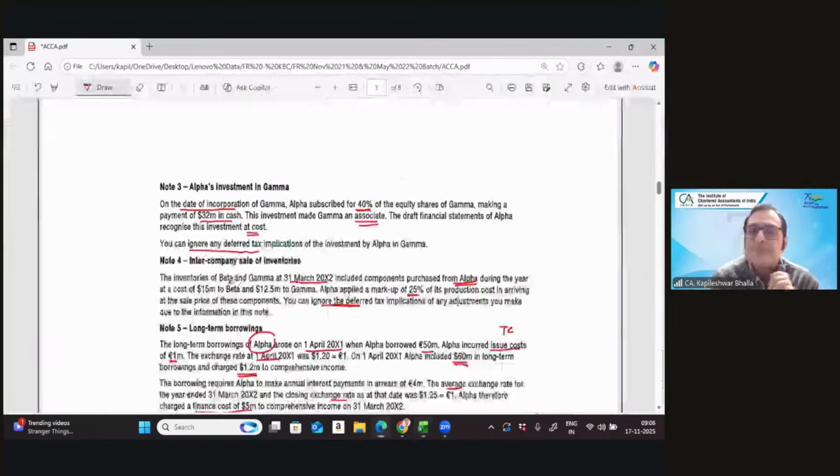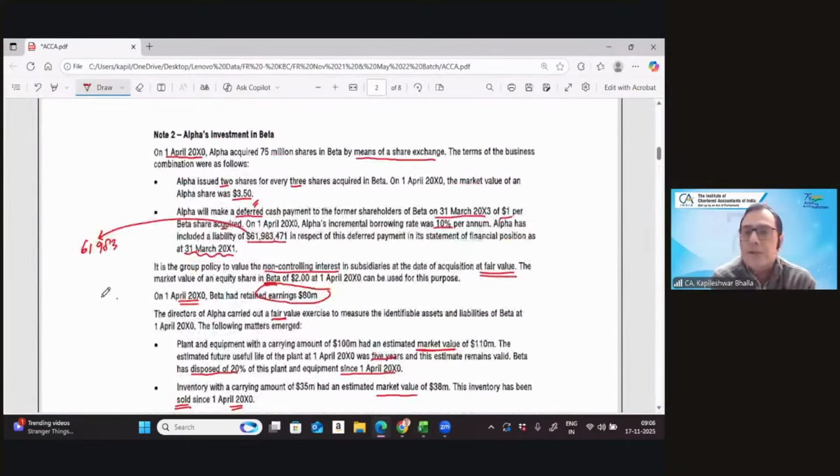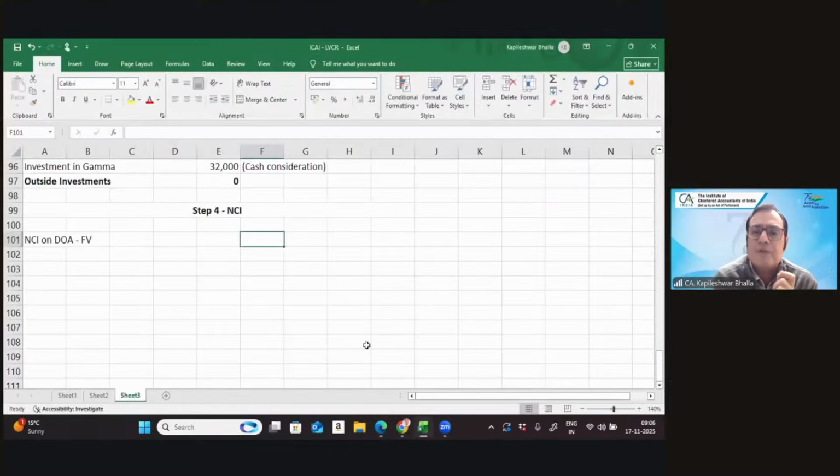So let's go back. The NCI status was given in note number 2. It is the group policy to calculate the NCI on the date of acquisition at fair value, and for this purpose, the market value of the shares of Beta is $2. We remember that out of 1 lakh shares, 75,000 were acquired by the parent. So 25,000 shares are held by the NCI, at $2 each. That makes it 50,000.